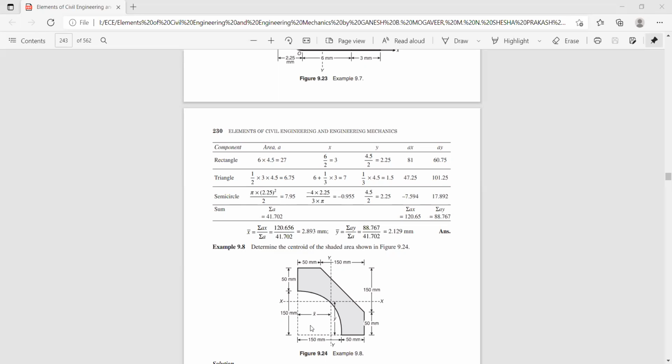And x2 is 4r by 3 pi and x3 is 50 plus 2b by 3, that is 2 into 150 by 3. So similarly y1 for the rectangle is half of this height, that is 100 millimeters, and y2 is for the quarter circle, the centroidal distance measured along its height is 4r by 3 pi, that is 4 into r, 150, divided by 3 pi. And y3 is from this point, again you are measuring with respect to the apex. So this becomes the base and this is the apex, that is 2h by 3, that is 2 into 150 divided by 3 plus 50. So 50 plus 2 into 150 by 3.